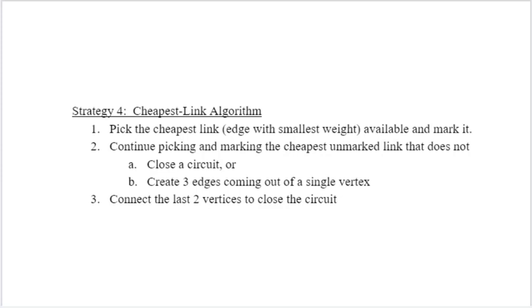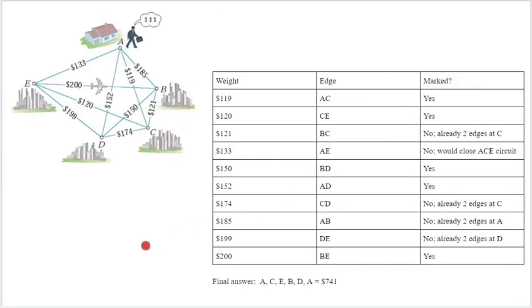The other algorithm we can look at is the cheapest link algorithm. We want to pick the cheapest link, so the edge with the smallest weight available, and mark it. Then we continue picking and marking the cheapest unmarked link that does not either close a circuit or create 3 edges coming out of a single vertex. And then finally, we connect the last 2 vertices to close the circuit. So let's go back here. We want to look at this graph and pick the cheapest link.